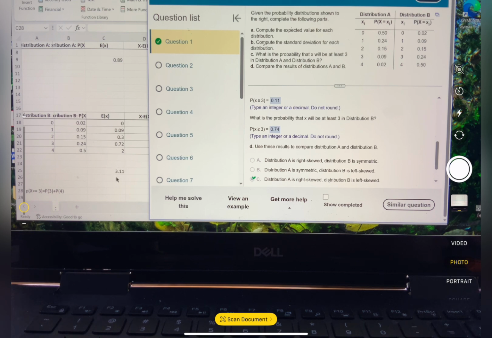But for distribution B, you have 3.11. Look at these probabilities and distribution. Average is very high. That means the average is on the right side of these numbers, correct? So it's far away from these numbers, so it goes to the right, and B is going to be left skewed. Okay, okie dokie. Moving to question number 2.